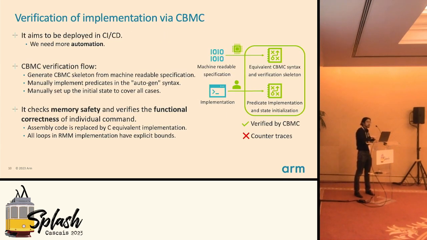For this work, we have a different mindset. We want to deploy this in the CI/CD system. That means we need as much automation as possible. We leverage the machine-readable specification here. Given the machine-readable specification, because it's a pre and post condition pair, we can generate a CBMC skeleton in C syntax. However, in the skeleton, there are a few holes.